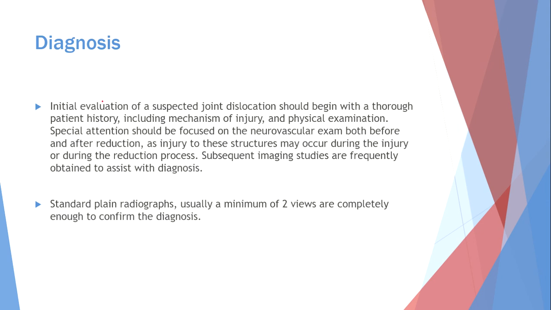Diagnosis: initial evaluation of a suspected joint dislocation should begin with a thorough patient history, including mechanism of injury, and physical examination. Special attention should be focused on the neurovascular exam both before and after reduction, as injury to these structures may occur during the injury or during the reduction process. Subsequent imaging studies are frequently obtained to assist with diagnosis. Standard plain radiographs, usually a minimum of 2 views, are completely enough to confirm the diagnosis.